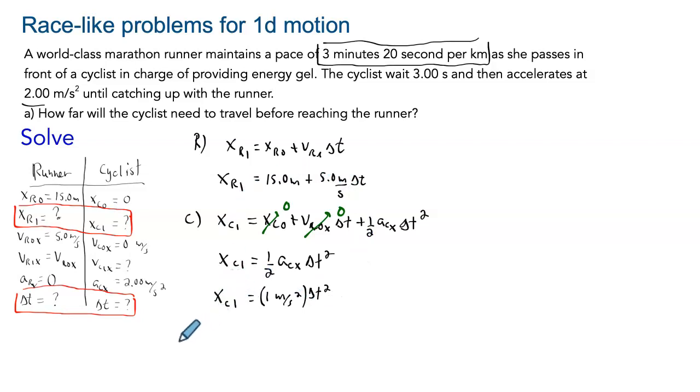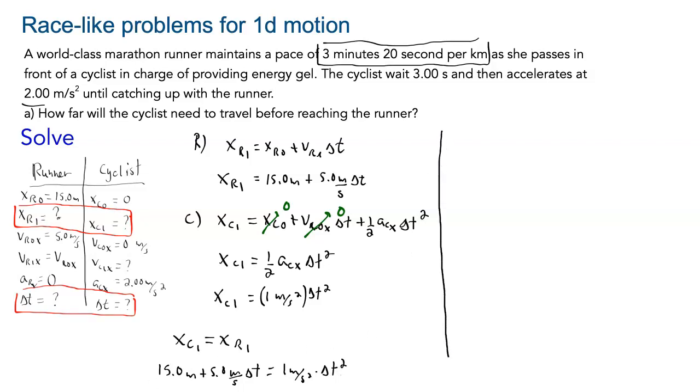And as we were saying, when the cyclist passes the runner, this means that their positions are the same. So what we have in here is an equation, and the equation will be that 15 meters plus 5 meters per second delta t is equal to 1 meter per second squared times delta t squared. So we have a quadratic equation with only one unknown, delta t, so we just have to solve this equation in order to find our missing time.